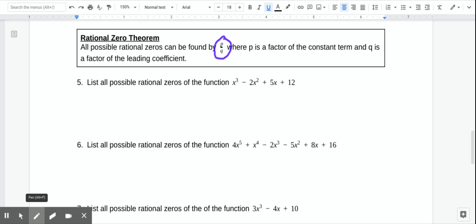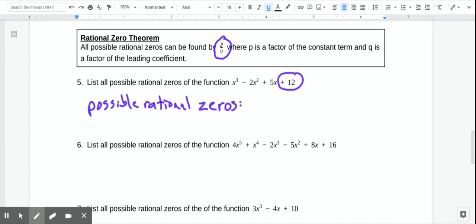So all of the possible rational zeros. Now, again, these are possible rational zeros. It does not account for irrational zeros or complex ones. So there's some limitations to this. We take P over Q. So P is the constant term, and we want to list all of the factors of that.